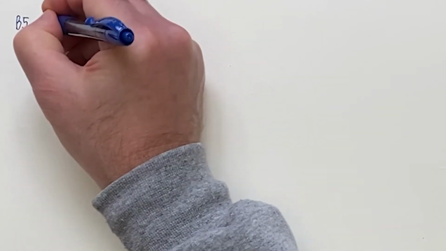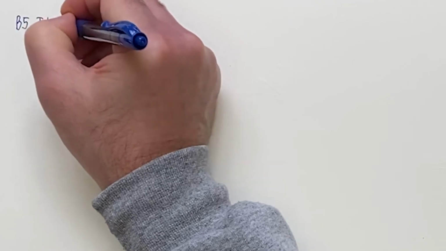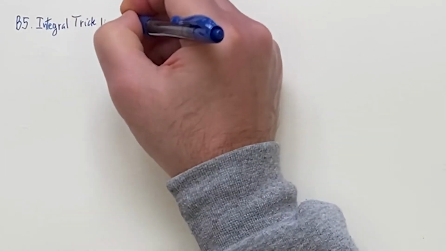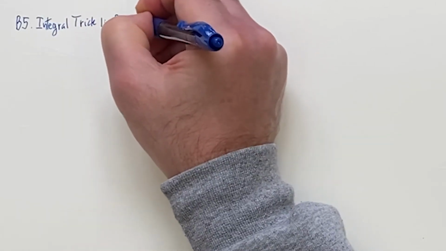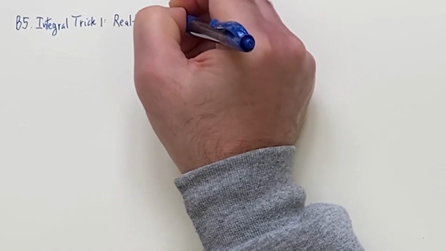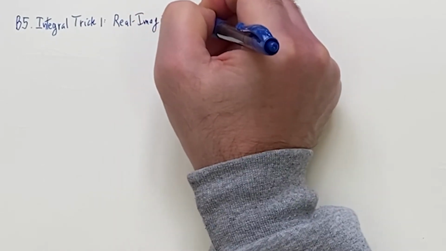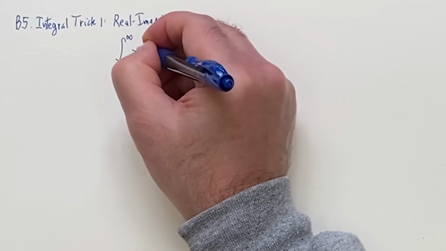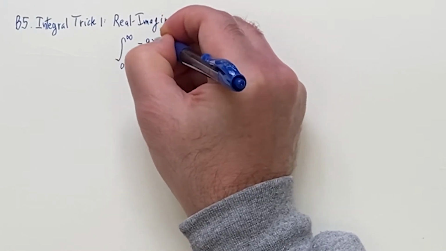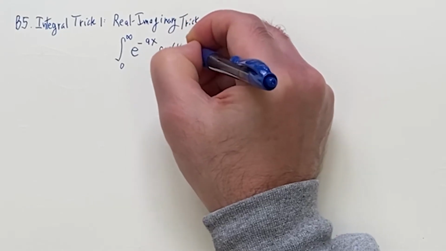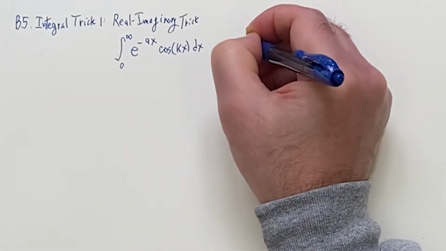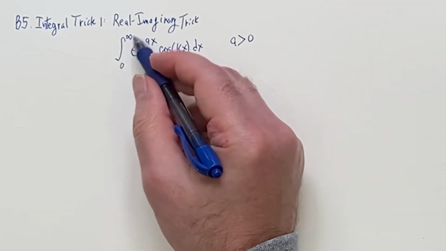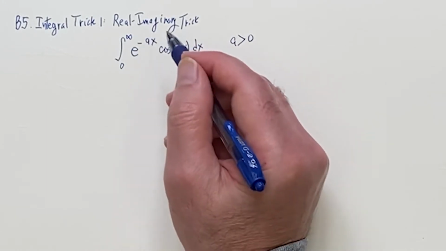It's time for integral tricks. So B5, integral trick 1. I'm going to call this the real imaginary trick. Suppose you want to integrate from 0 to infinity e to the minus ax cosine kx dx, and we're looking at a being greater than 0, so that this thing doesn't blow out. When you go from 0 to infinity, this will be bounded.